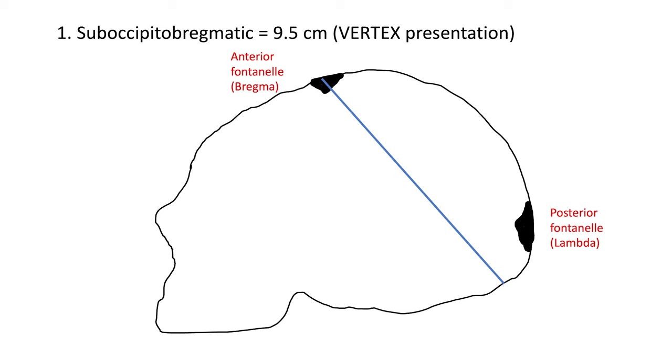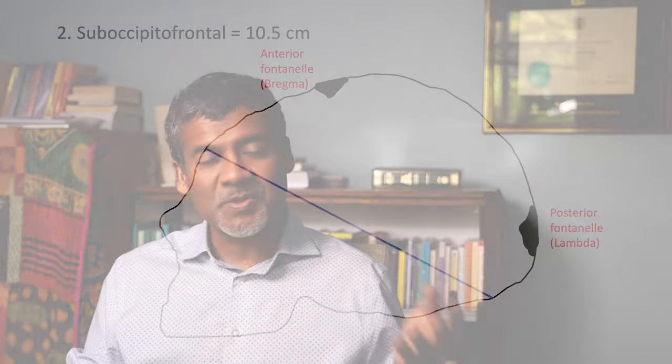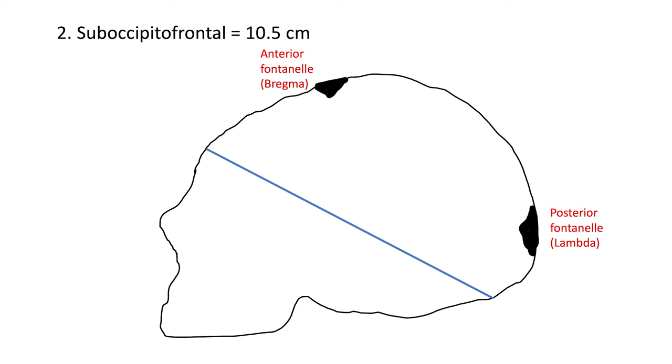Question six, what are the key diameters of the fetal head? There are five that you need to remember. The first is the suboccipitobregmatic diameter, which is 9.5 centimeters. This runs from the middle of the bregma or the anterior fontanelle to the undersurface of the occipital bone. The second is the suboccipitofrontal diameter, which is 10.5 centimeters in length. This runs from the prominent point of the frontal bone to the undersurface of the occipital bone.